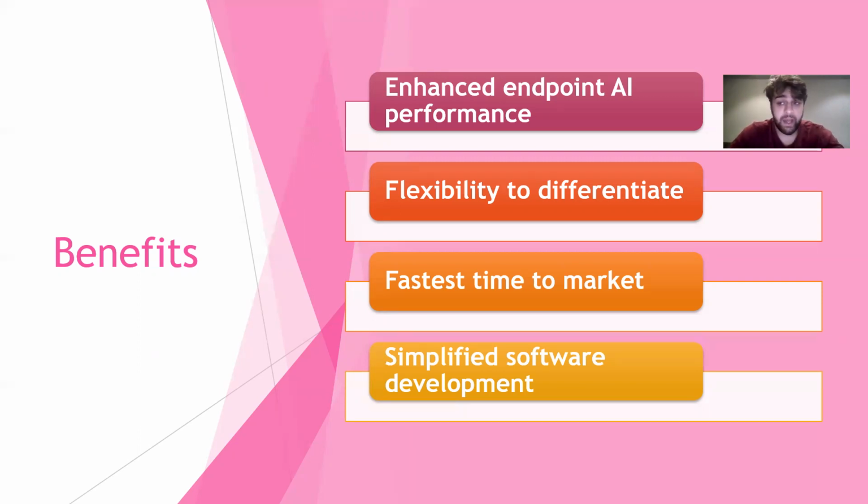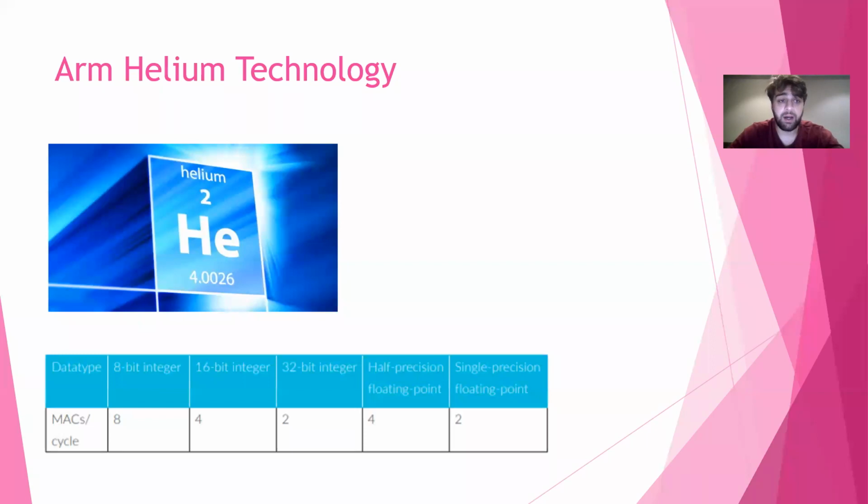So I want to highlight the ARM Helium technology. So now let's talk about it. Helium is a new vector instruction set in the ARM v8.1-M architecture that enables a significant uplift in digital signal processing and machine learning capabilities, as I mentioned before.